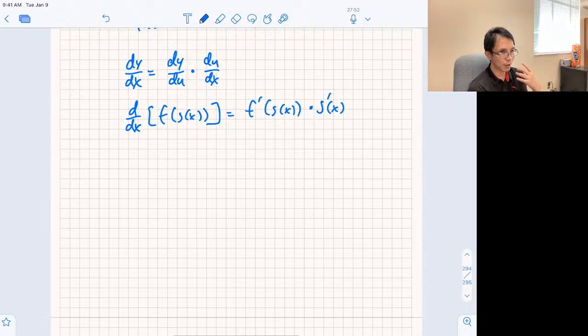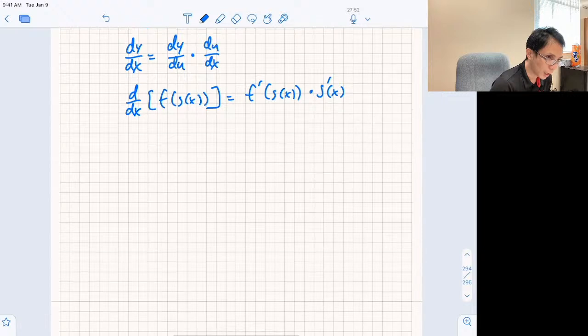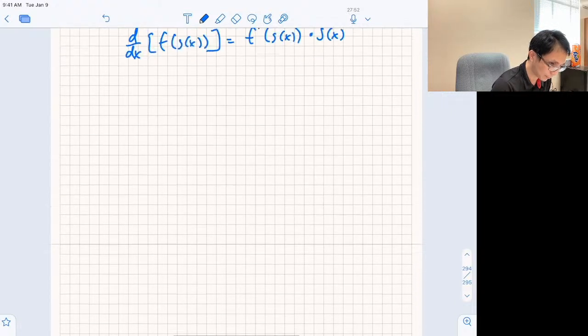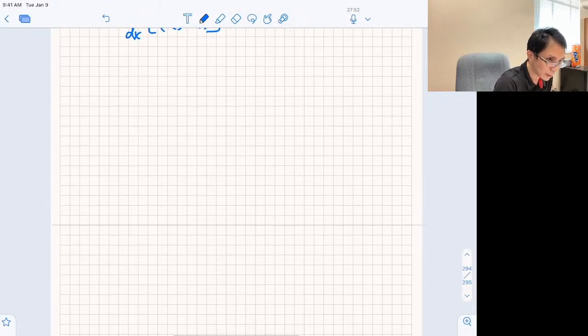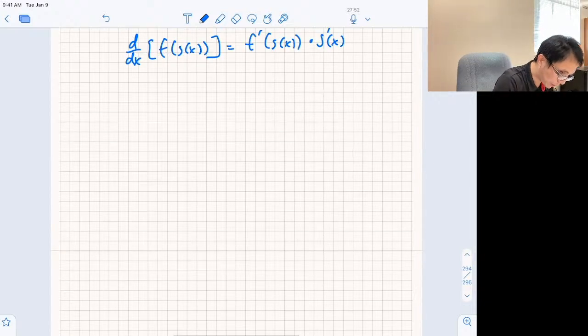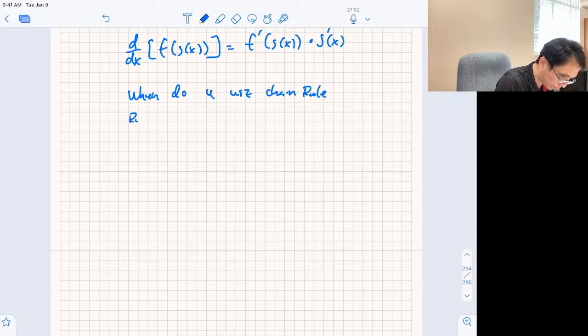So now you say, okay, well, let's take a derivative of a function. Now, when do you use the chain rule? So, rule of thumb.